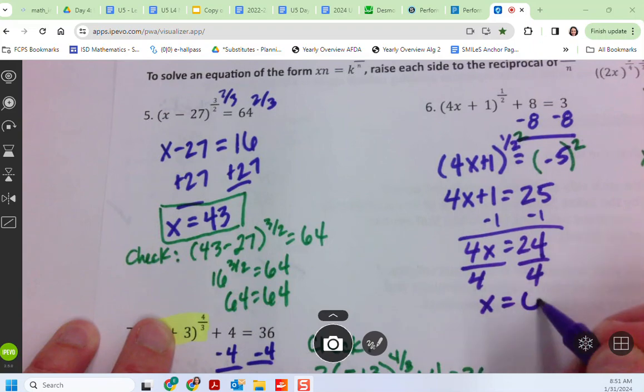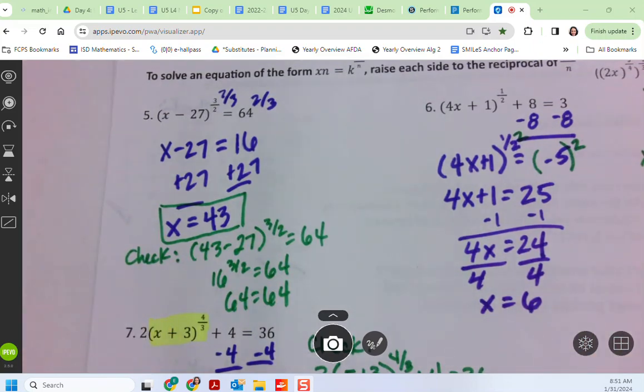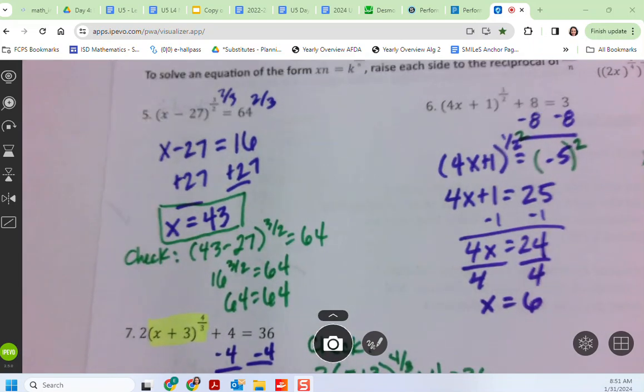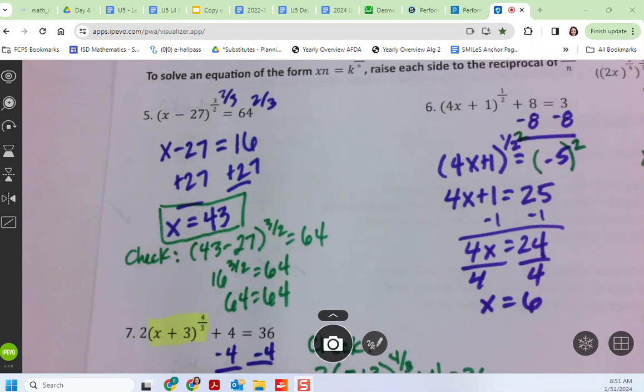So if you didn't get x equals 6, maybe what happened was after you subtracted the 8 and you got negative 5, you forgot that negative 5 squared is positive 25. So then we have to check.